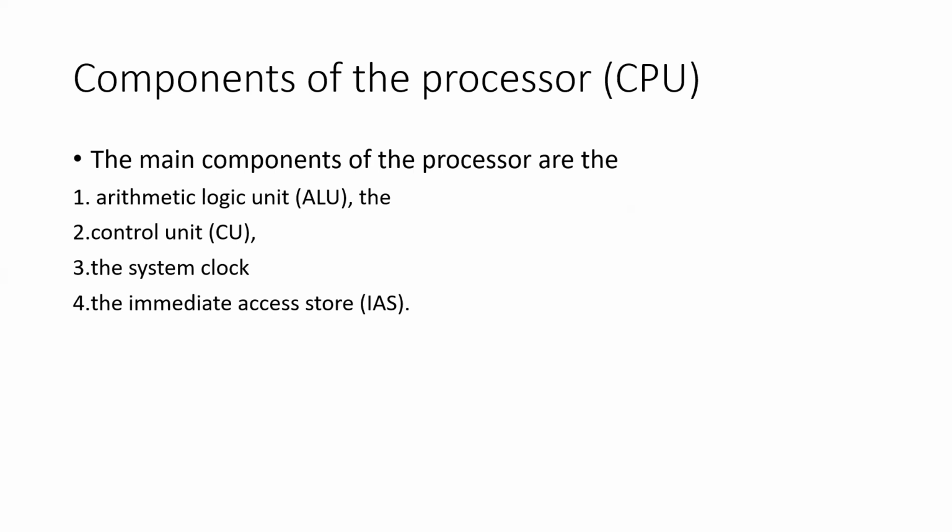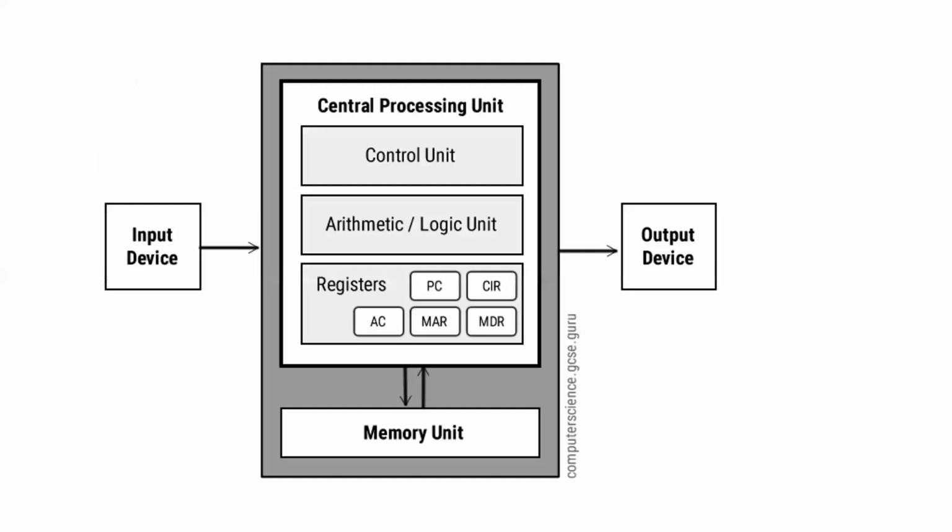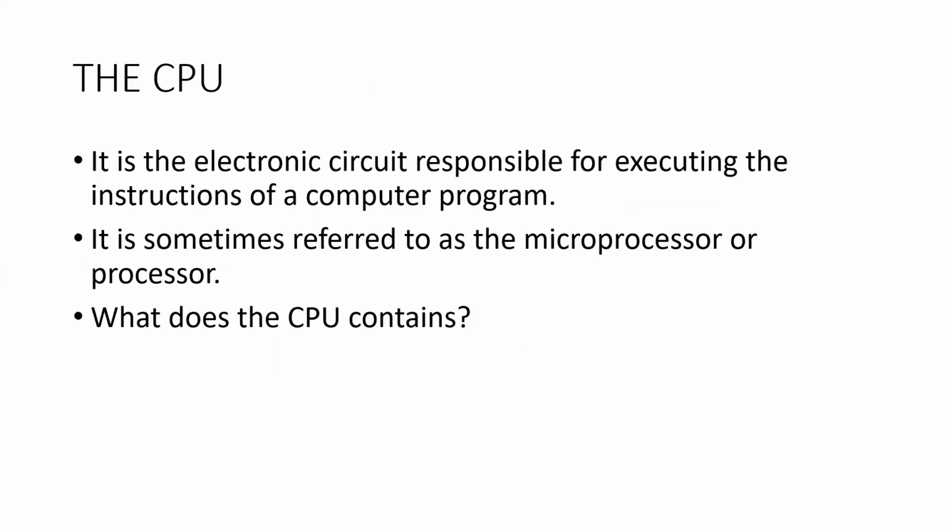Et puis, on a le IAS qui s'appelle le Immediate Access Store. C'est le RAM, le main memory. If you go back to your diagram here, this is the memory unit.